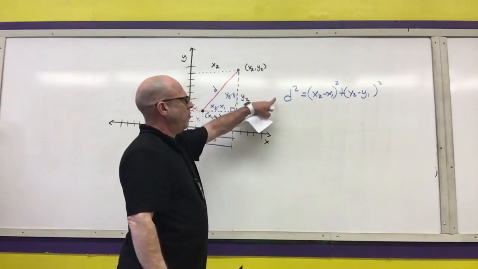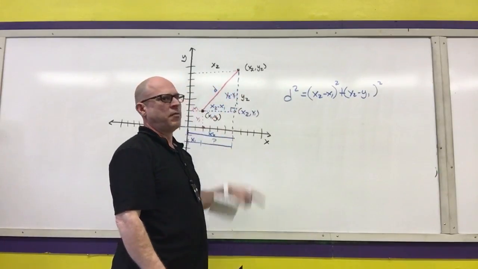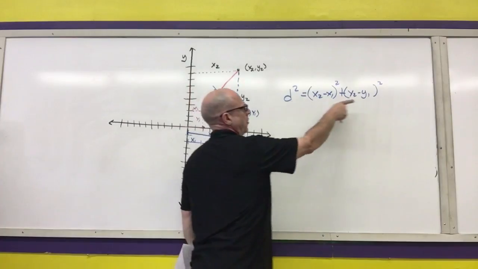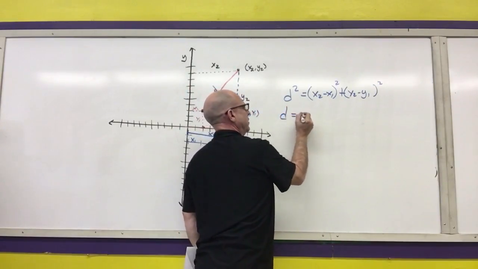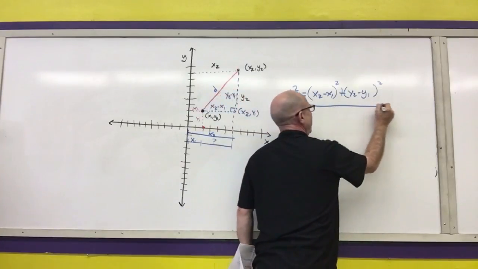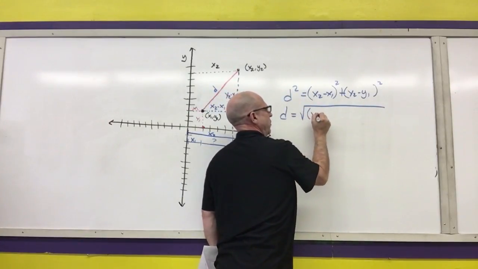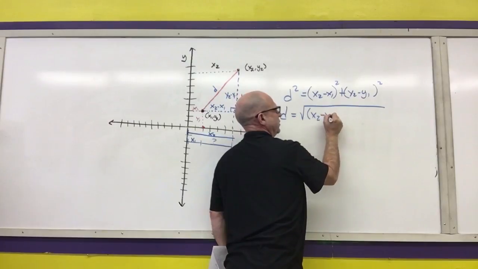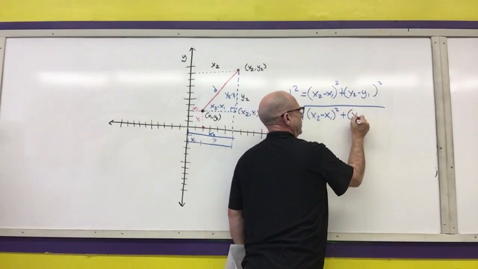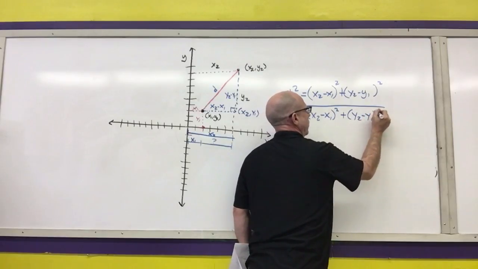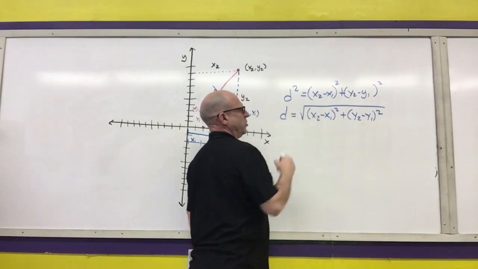And I don't want to know what the distance squared is. I want to know what the distance is. So I'm going to take the positive square root because distances can only be positive. So the final distance formula is x2 minus x1 quantity squared plus y2 minus y1 quantity squared, all underneath the square root symbol.